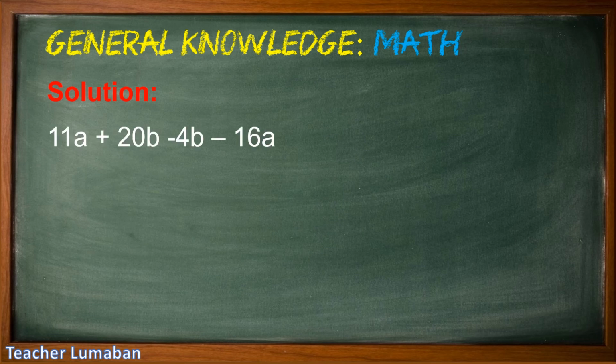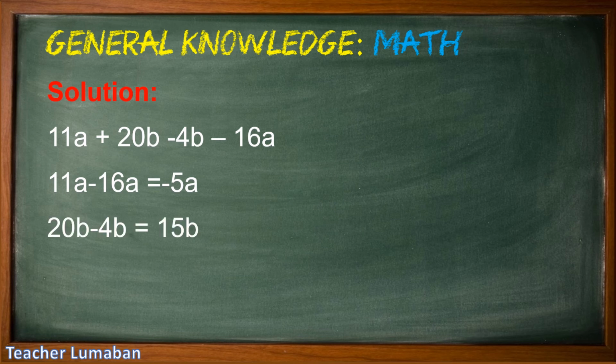Solution. 11a plus 20b minus 4b minus 16a. Collect like terms. 11a minus 16a equals negative 5a. 20b minus 4b equals 16b. Negative 5a plus 16b. Answer: negative 5a plus 16b.